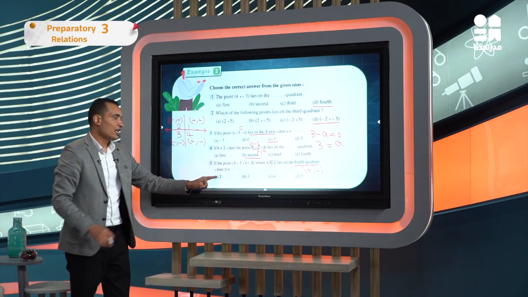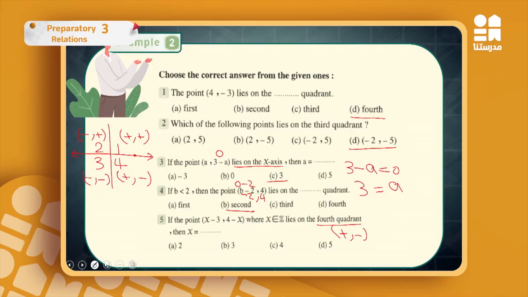Let's try. If you put here 2 instead of x, 2 minus 3 equals negative 1. And I want the first one positive, not negative. So 2 cannot be the value of x. Let's try 3. If I put here 3, 3 minus 3 equals 0. And 0 neither positive nor negative. So I cannot choose 0 as a positive number.